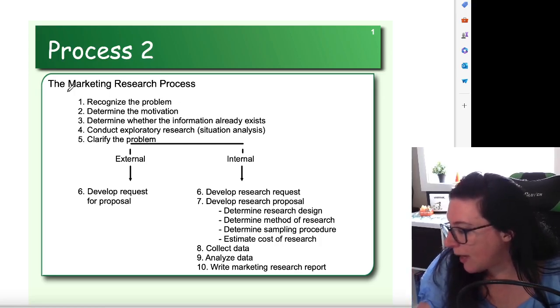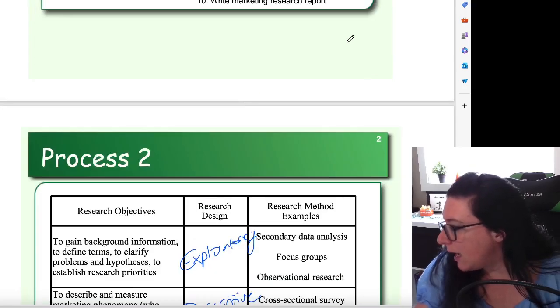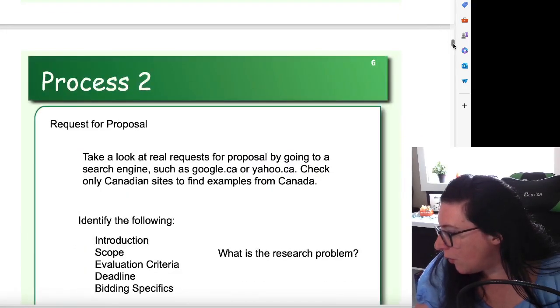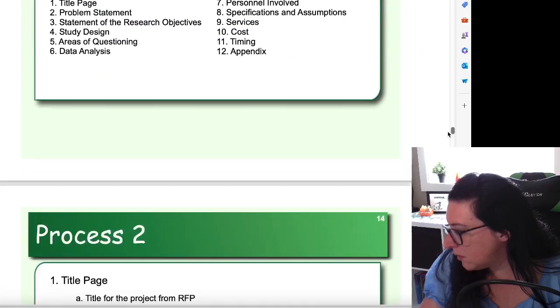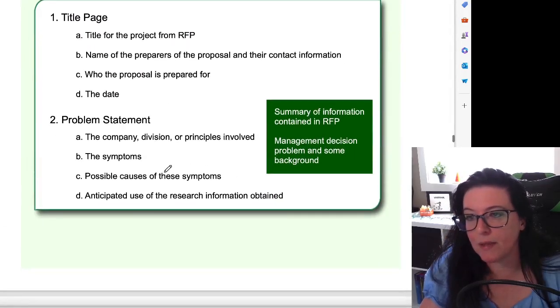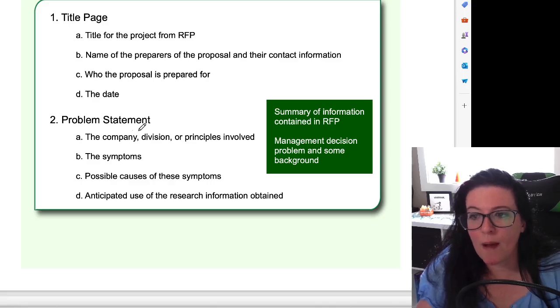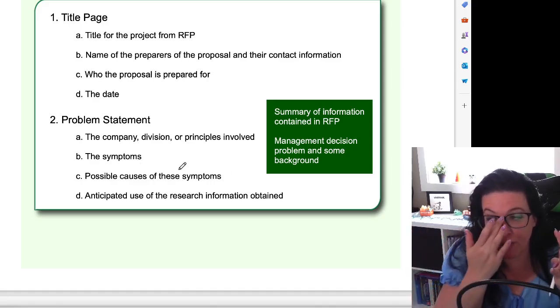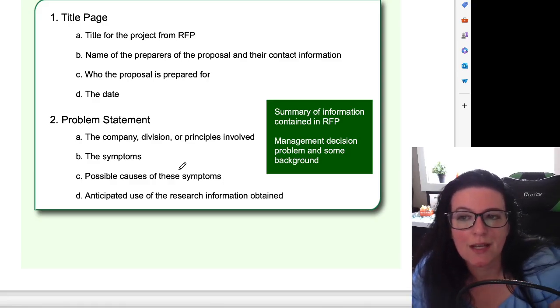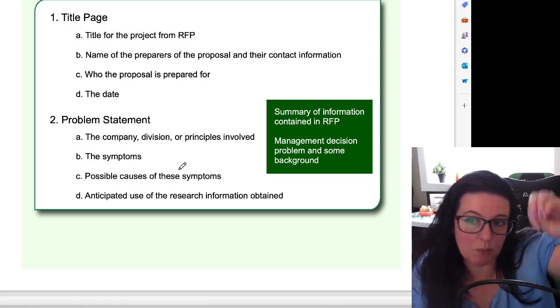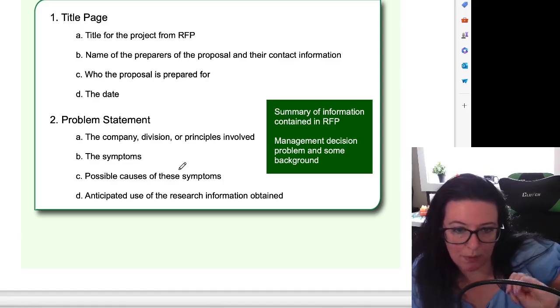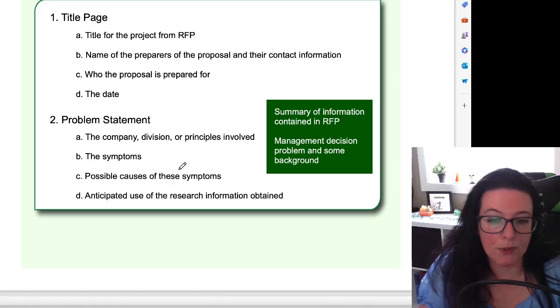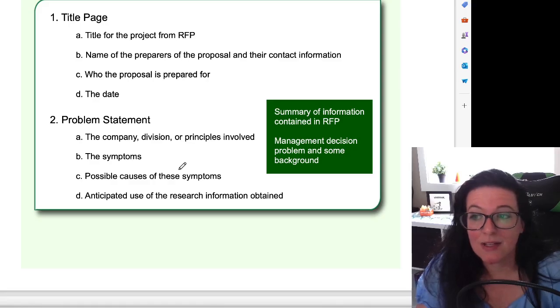So the information you gain from these first couple steps here is what is going to go in this problem statement. So what do we know about the company? What are they observing? What are some possible causes of these symptoms? Starting to narrow down that focus, that scope of this project, converting it from that management decision problem into a research problem. Is it an opportunity? Is it a failure to meet an objective? Is it planned? Is it unplanned?